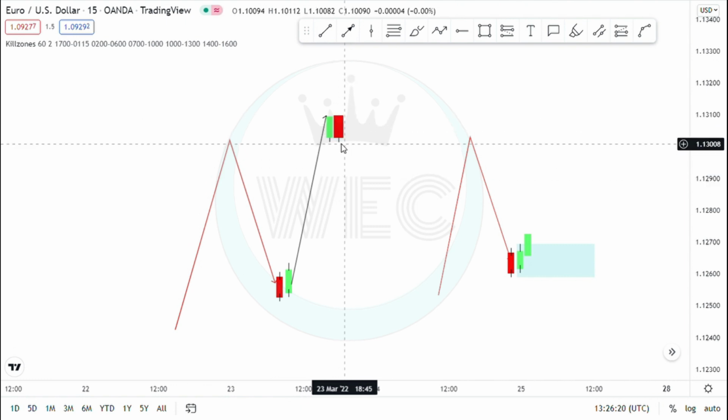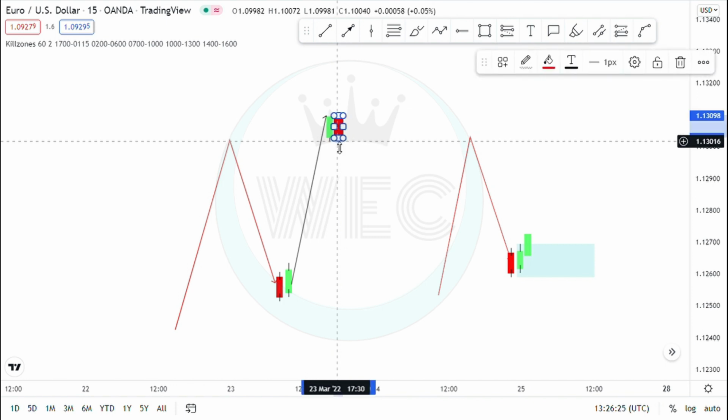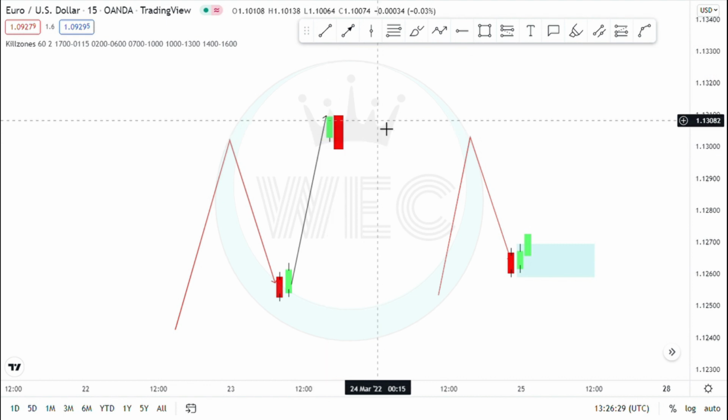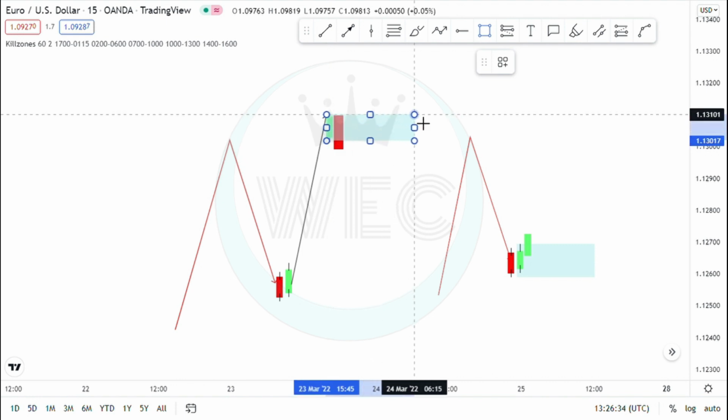If only it is engulfed, if you have the bodies of this candle closing below these wicks, then this buy to sell candle will be valid for an order block.